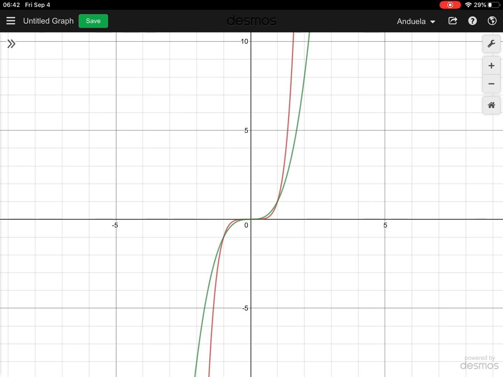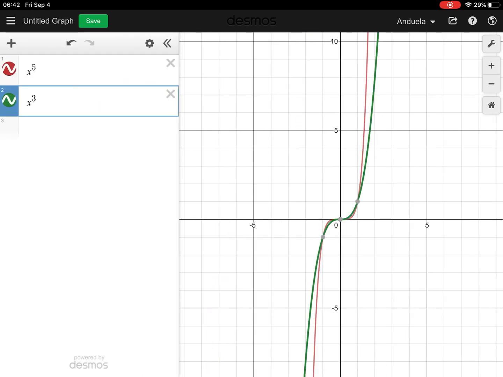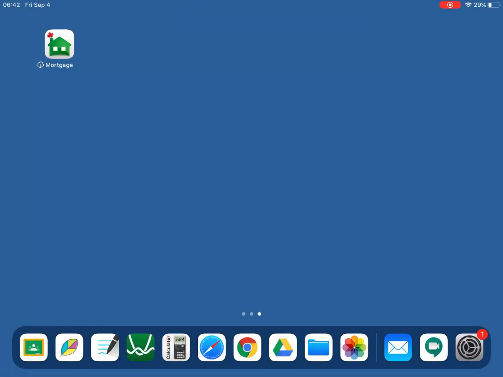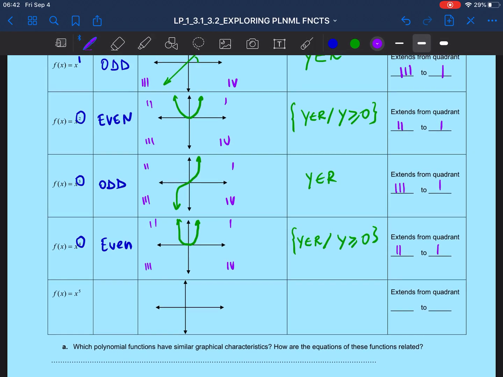So you can tell that the function is flatter around the origin for the red function, so power of 5. And that's because y equals x to the power 5 increases faster than x to the power of 3. That's because the power is greater. As a result, when the x values are very small, then the y values will increase a lot more slowly. So here goes the graph of x to the power of 5.